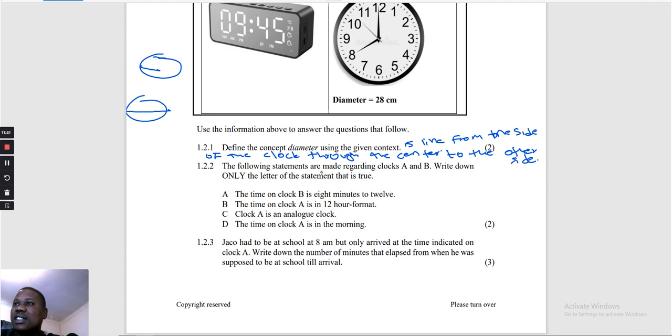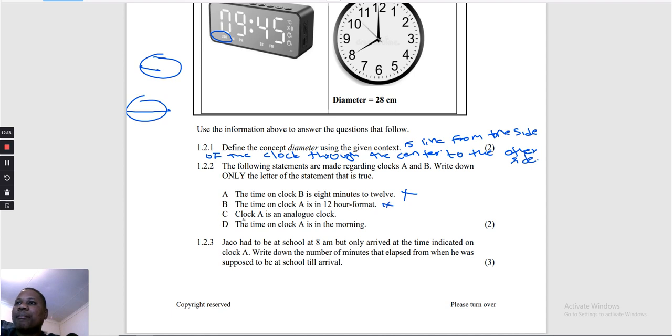Okay, the following statements are made regarding clock A and B. Write only the letter of the statement that is true. The time on clock B is 8 minutes to. The time on this clock, we can see that is 8, but then this one is pointing 12. It means that this is 6, 7, 8. So this is 8 o'clock. So the statement is out. The time on clock B is in 12-hour format. Is this one in 12-hour format? No, they have specified here. They say 24 hours. Okay, so this one is out.